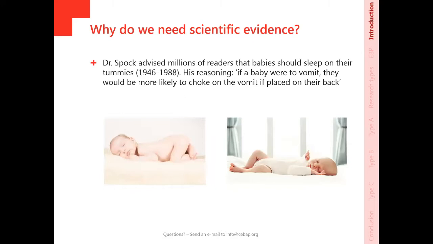In 1946, a certain Dr. Spock published a book on baby and child care, and this book became one of the best-selling non-fiction books of all time. It's important to know that Dr. Spock was a physician who focused on pediatrics, so he was definitely an expert. And in his books, Dr. Spock advocated that babies should sleep on their tummies. His reasoning was that if babies were to vomit, they would be more likely to choke on the vomit if they were placed on their back. And this seems to be like a reasonable argument.